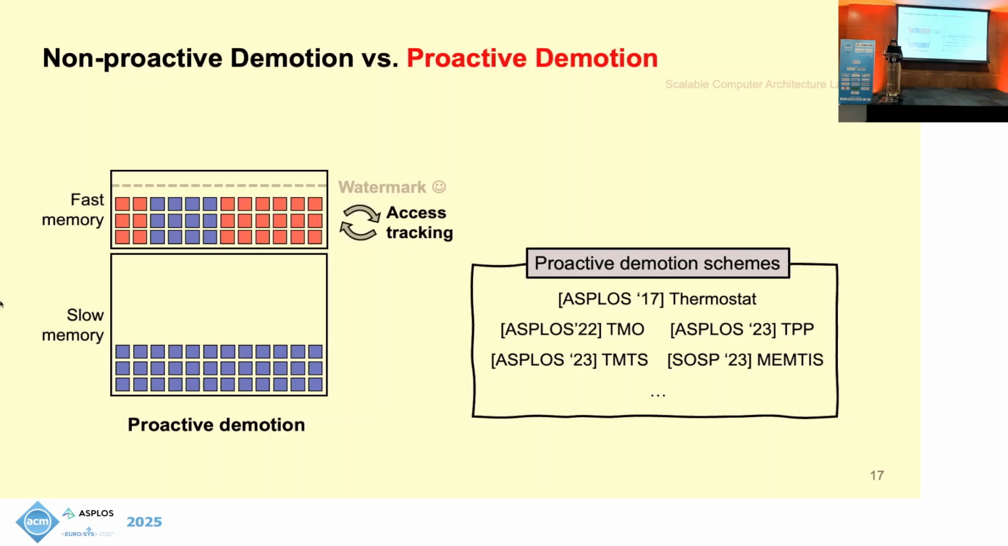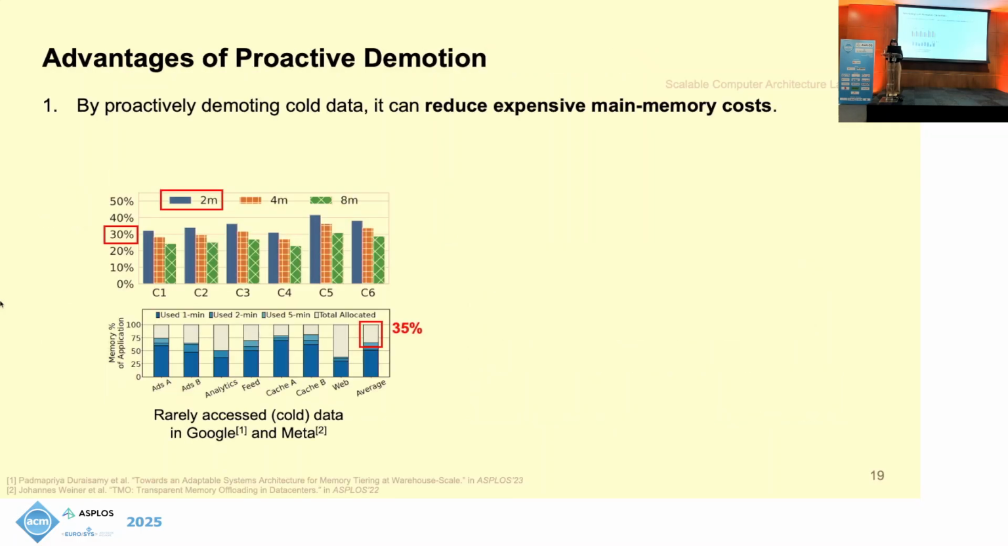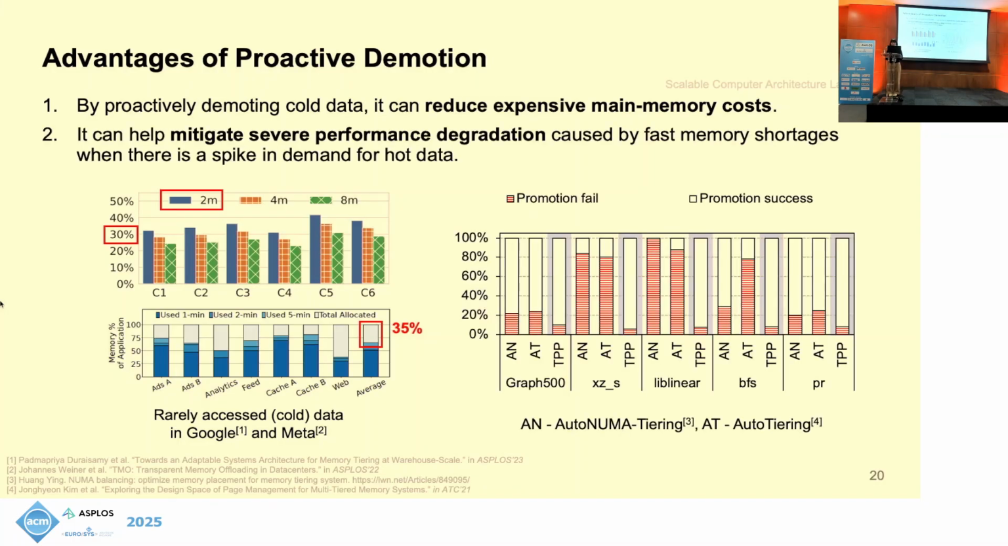On the other hand, several works have suggested proactively demoting cold data even when there are enough available pages in fast memory. They periodically track access to the fast memory and trigger demotion regardless of the fast memory usage. Proactive demotion has several advantages. According to the reports from Google and Meta, more than 30% of the data are not accessed over 2 minutes. By proactively demoting these cold data, they can reduce the demand for fast memory, thus reducing the expensive memory costs. Or it allows more workloads to be executed within the same amount of fast memory.